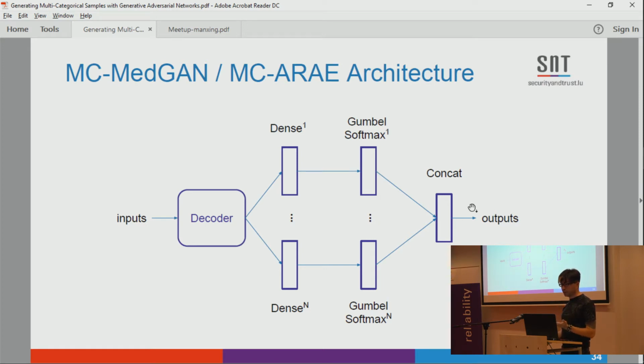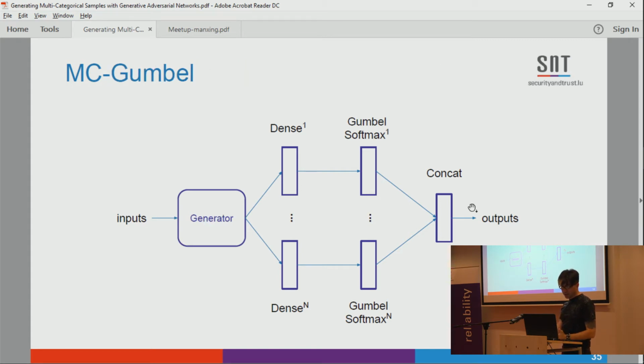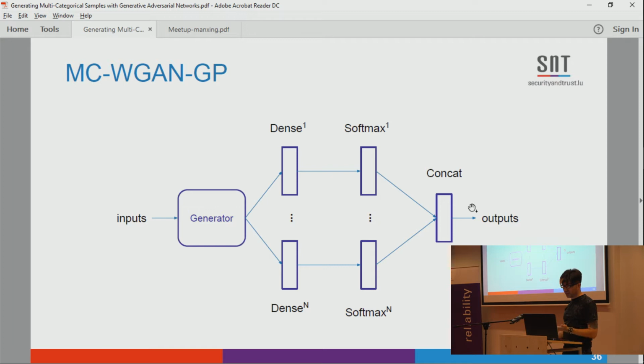For example, in the two approaches with autoencoders, we need to modify the decoder in this way, using Gumbel softmax. For the one that was using Gumbel softmax, we modified the generator. And for the last one, we modified the generator too, but we don't use Gumbel softmax because they said that with the regular softmax, it works.